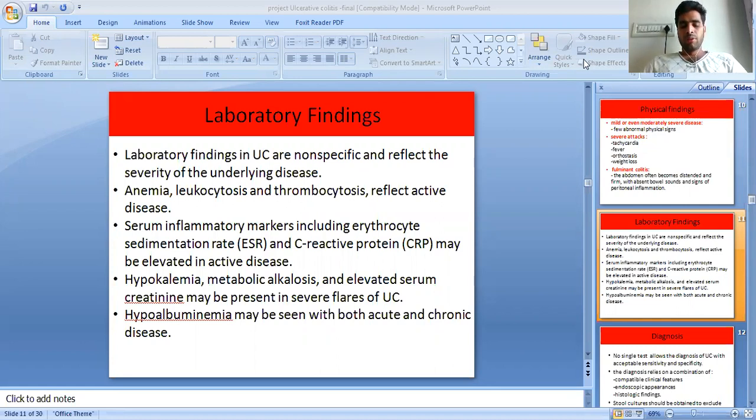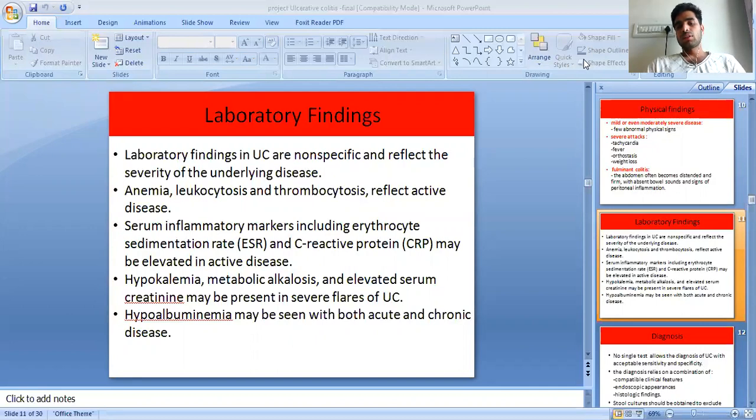In previous class, we discussed definition, etiology, precipitating factors, exacerbating factors, and causes, clinical features, and laboratory findings of ulcerative colitis.